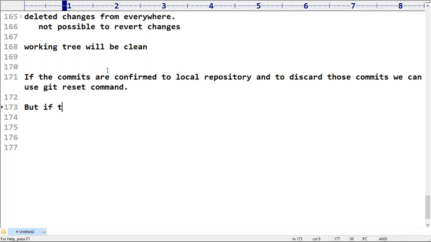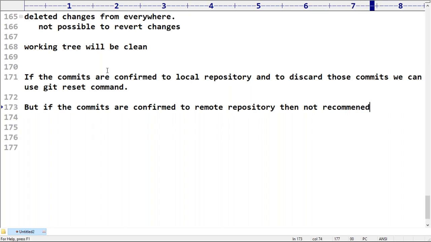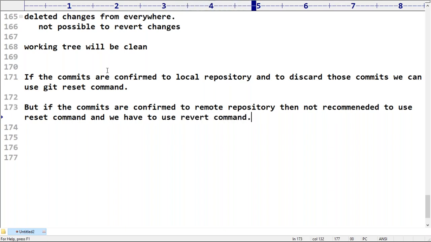But if the commits are pushed to the remote repository, then it is not recommended to use the reset command. We have to use the revert command. Remember this, sir. Which command do we require to use? The revert command we have to use. That part, if it is required, we will discuss in detail. Don't worry, sir.